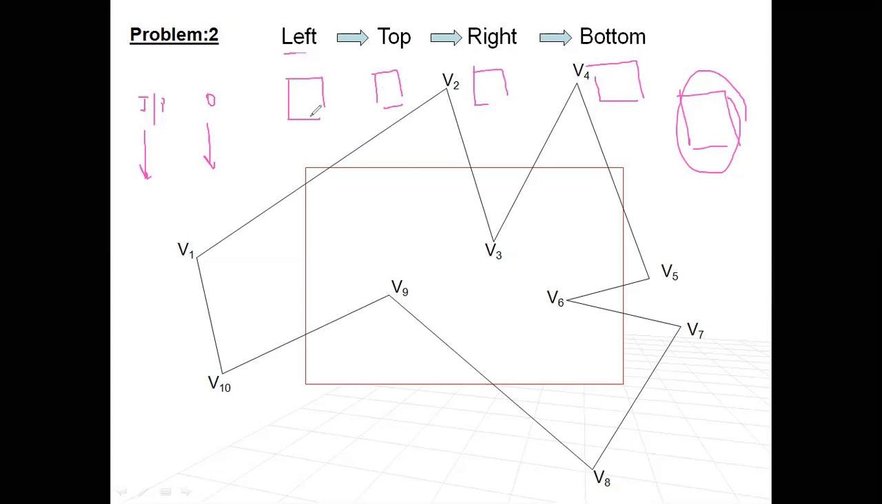So I hope you are able to understand what the Sutherland polygon clipping algorithm is and how to implement it simply. So I leave you with this problem, and I hope you will be able to do this.